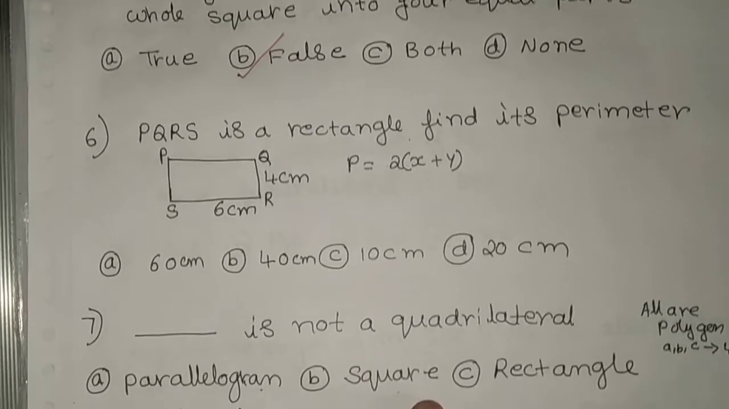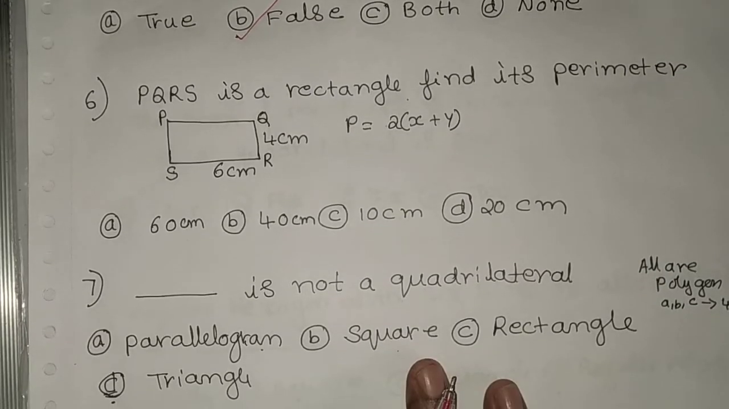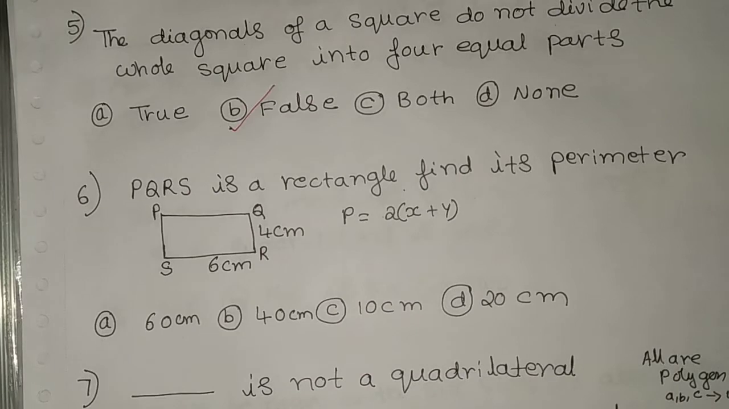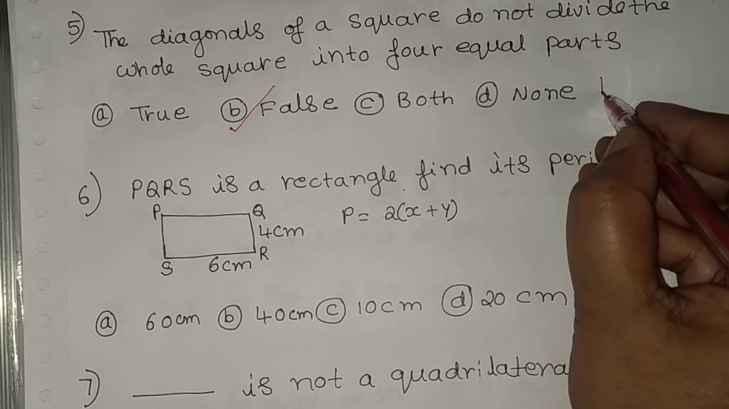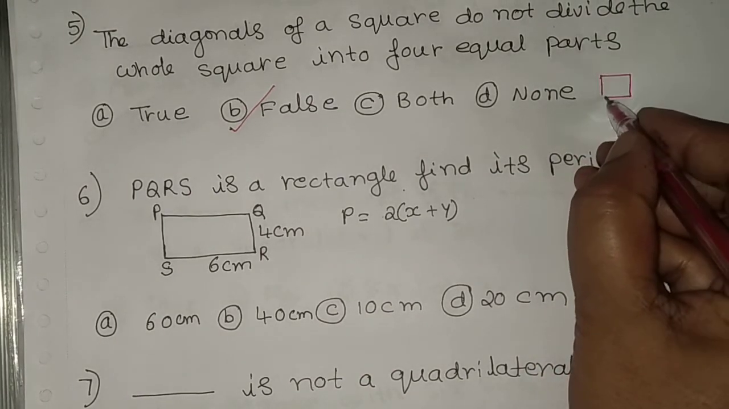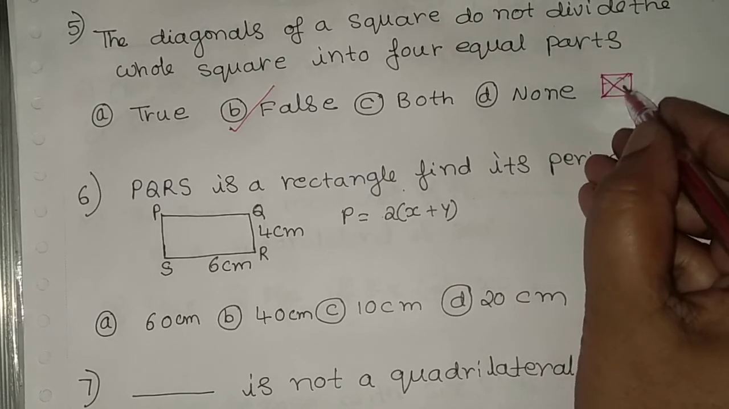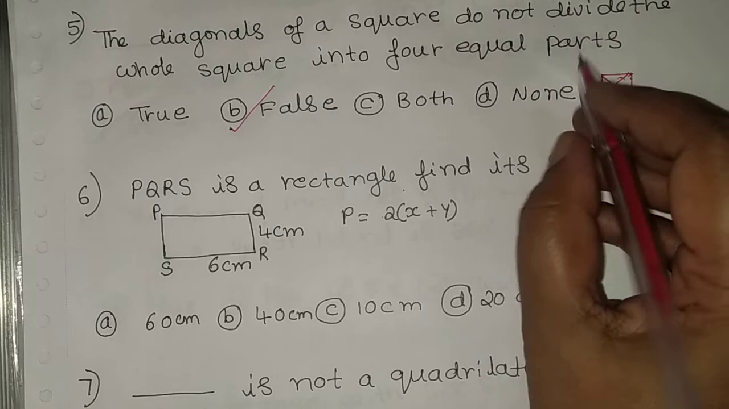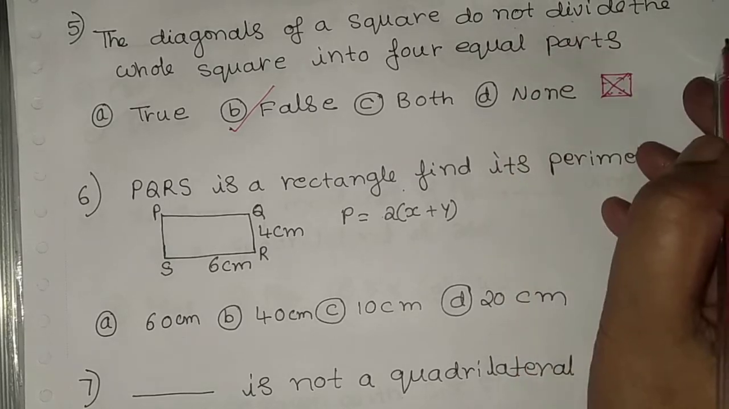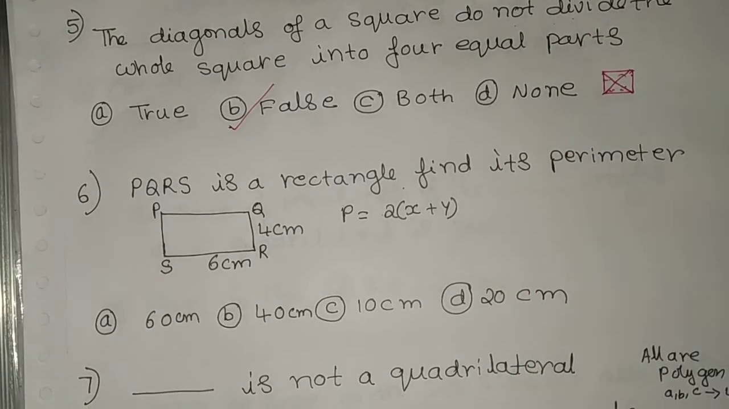So next is, but here actually we know the diagonals of the square. See, this is the square. We have one diagonal and two diagonals. They divide into equal parts, but here they have given not divide. So the answer is false.